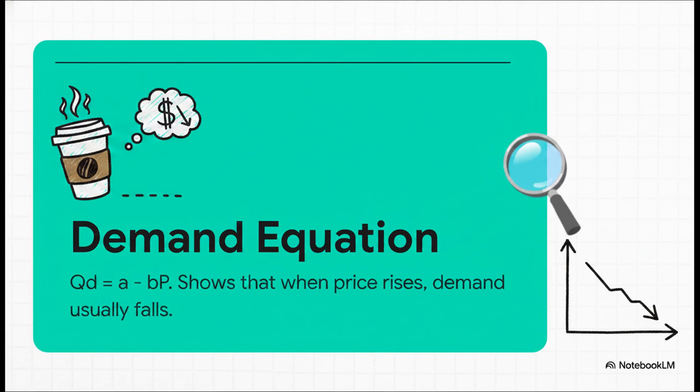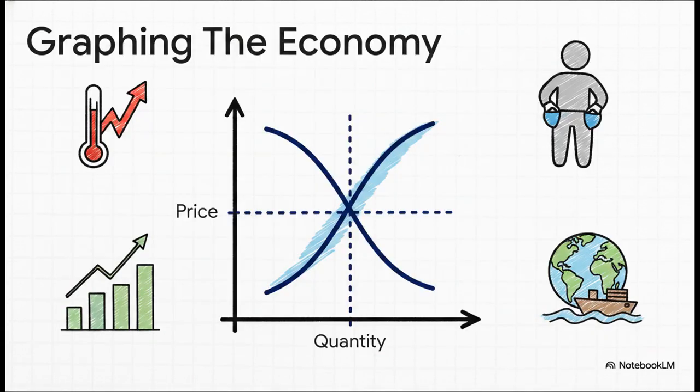It perfectly captures human nature. When the price of that coffee rises, your demand for it usually falls. It's literally human behavior written in code. And when we plot these equations onto a graph, oh man, things really come alive.